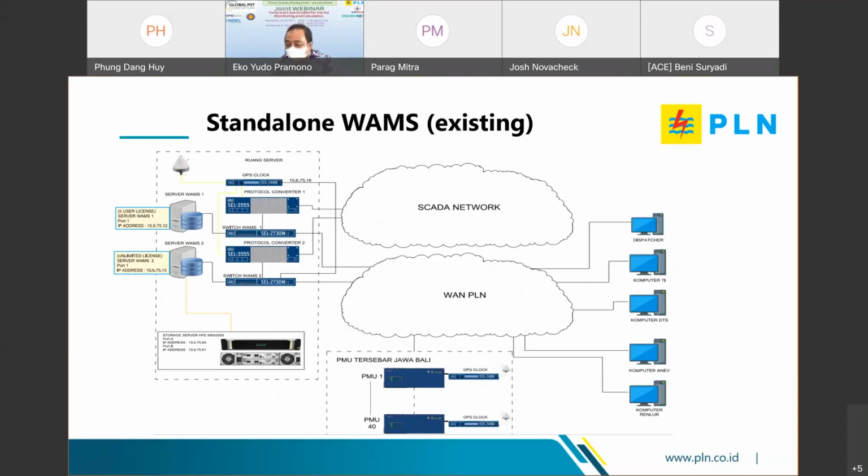This is our system right now. Currently on the Jawa Bali system, one system is still operating on a standalone basis. Unfortunately, we can say this is still only for metering, for measurement, but not controlling. Still, this is useful for evaluation if the system has already had a large disturbance happen.